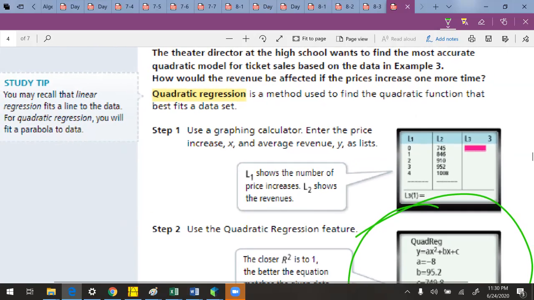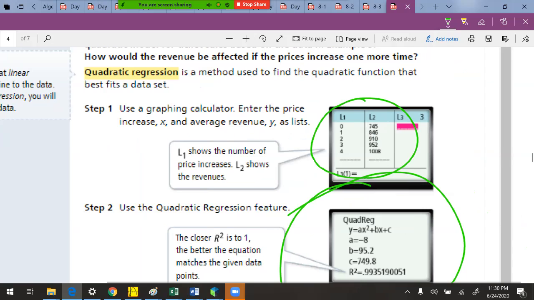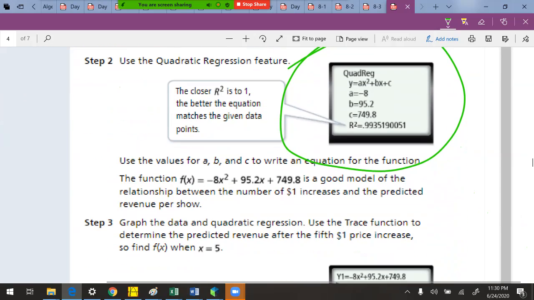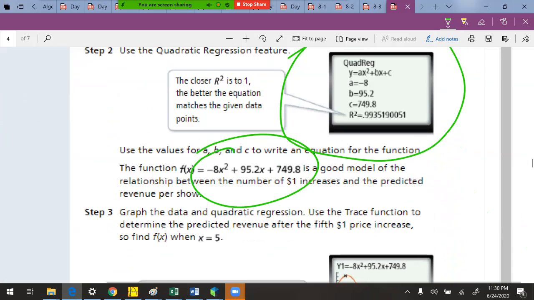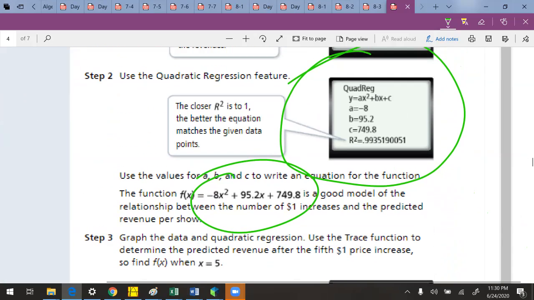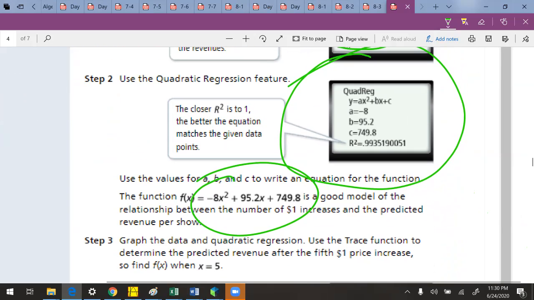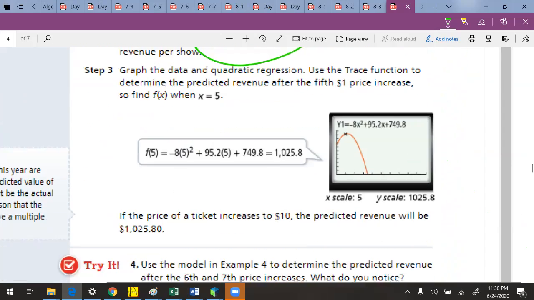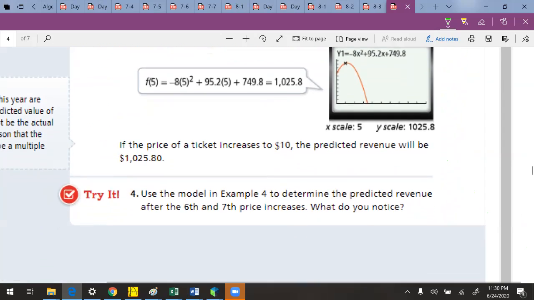I'm going to give you the program. All you're basically going to do is plug in these points and then you can make a quadratic regression model based on whatever they give you. You get A, B, and C, and then R squared. If R squared is close to 1, that means it's more accurate. If it's closer to negative 1, it's not as accurate. Once you make your equation, just plug it in, then you're good.